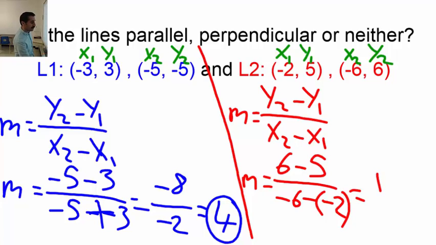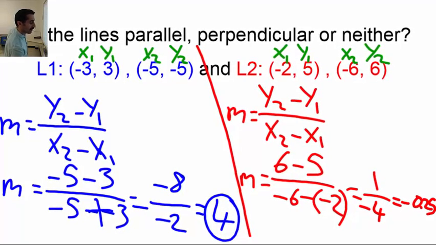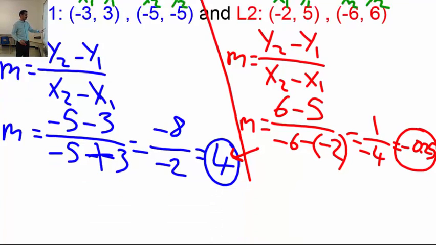That will give you 1 over minus 4, and use your calculator, you're going to get negative 0.25 here. I got negative 0.25 here, and I got 4 there. So what does it mean? I know one of them is negative, one of them is positive. They are not parallel. I just have to make sure they are perpendicular or not.